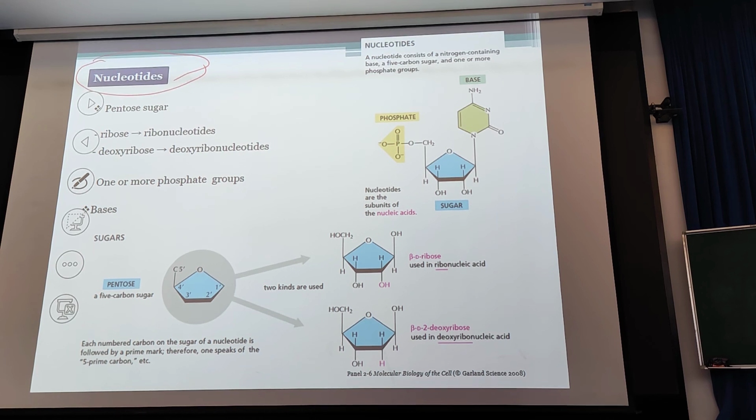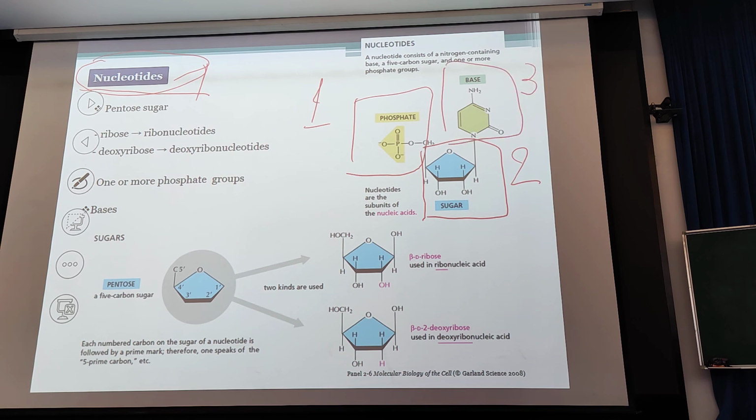And the basic unit of the nucleic acids is the nucleotide. The nucleotide is made of three parts. First, the phosphate group. Second, the sugar. And last is the base. The phosphate group is the same, but the sugar here is a pentose sugar. We have two types of sugars.